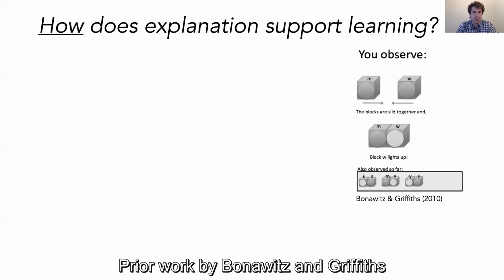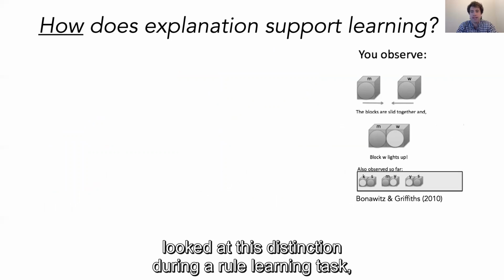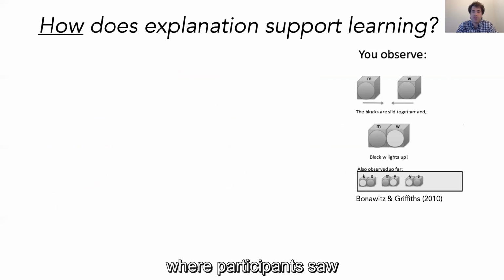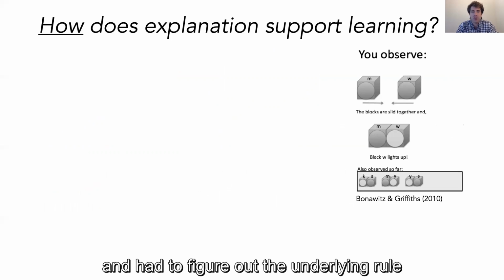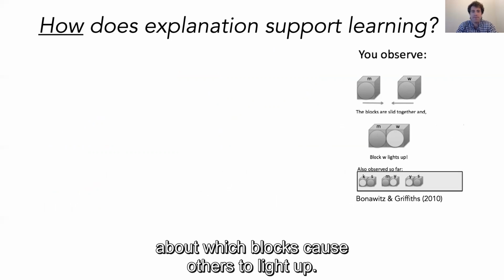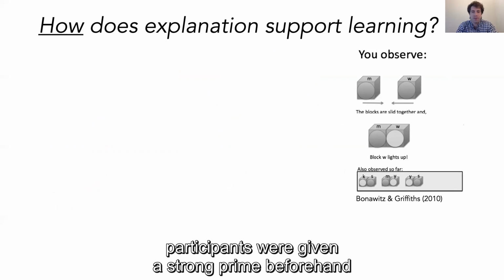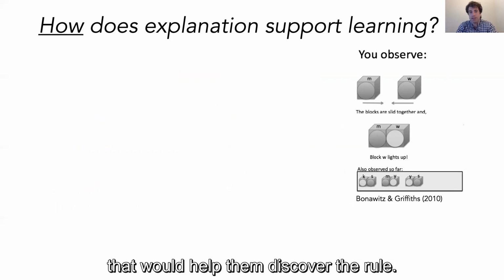Prior work by Bonawitz and Griffiths looked at this distinction during a rule learning task like the one on the right, where participants saw a series of examples of blocks lighting up and had to figure out the underlying rule about which blocks caused others to light up. In one condition, participants were given a strong prime beforehand that would help them discover the rule.